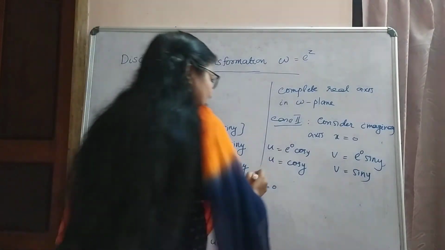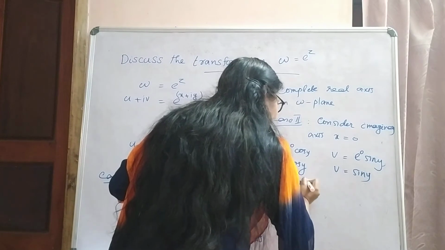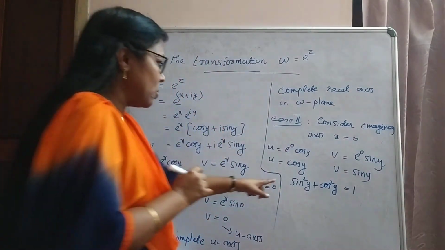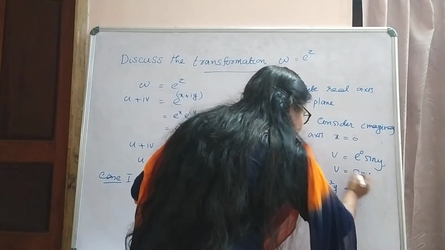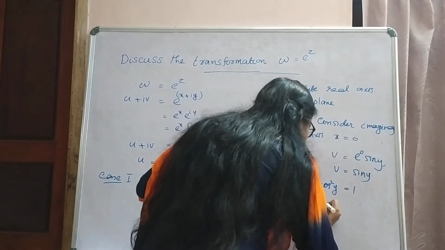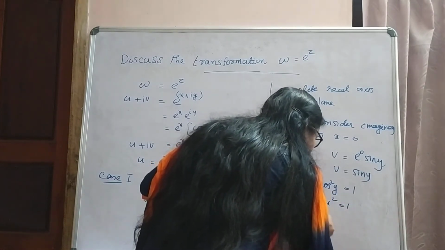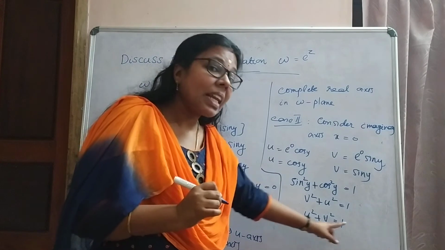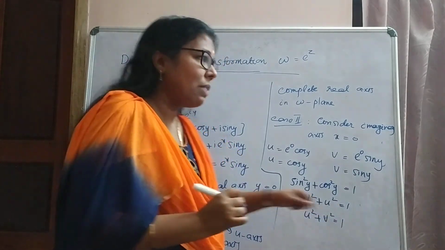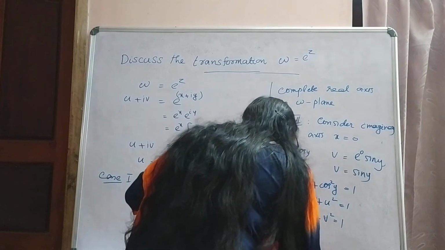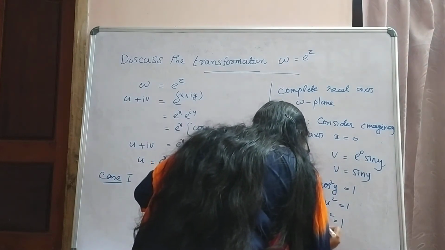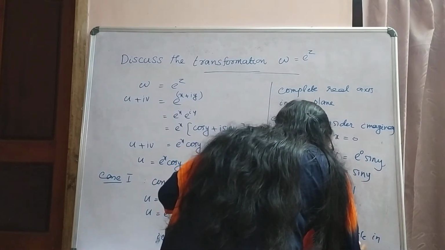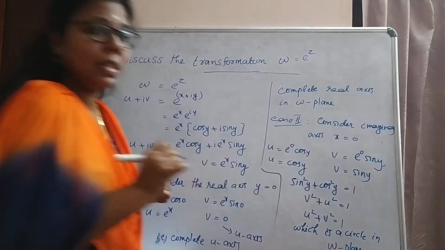Also, we know that sin square y plus cos square y equal to 1, which is an identity we already know. Therefore, sin square y is v square, cos square y is u square. That is u square plus v square equal to 1. What about u square plus v square equal to 1? It is a circle with center 0, 0 and radius 1 in w plane. It is a circle in w plane.